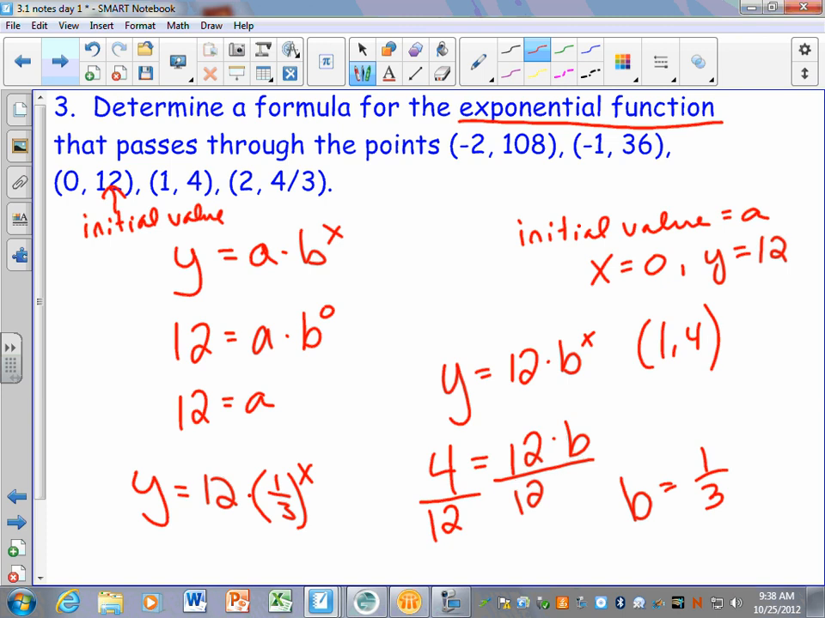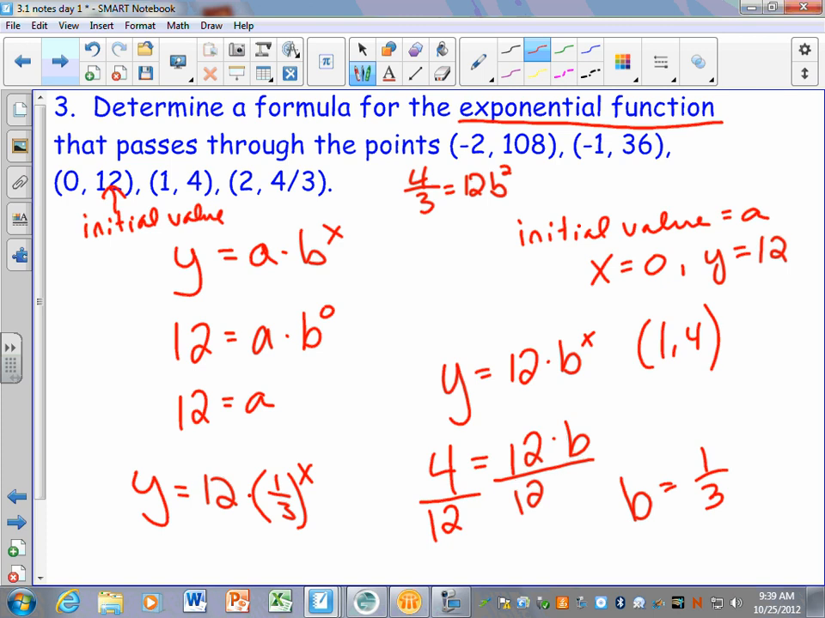What if we picked 2? I'll do that real quick. If I plugged 2 and 4/3 in there, I would get 4/3 equals 12 times b squared. You have to divide by 12, and then how would you get rid of that b squared? You have to square root both sides. And because we said that b needs to be positive, you would take the positive root of that. And you can do that with any of them, really.